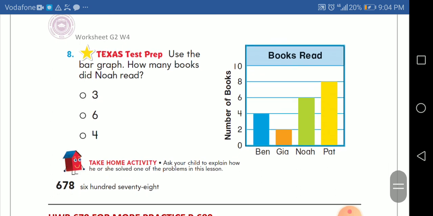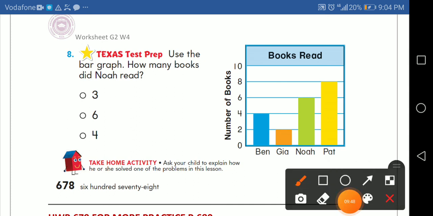We have the last thing. Use the bar graph. How many books did Noah read? This is a bar graph. So Noah read 6 books. Okay, very easy.